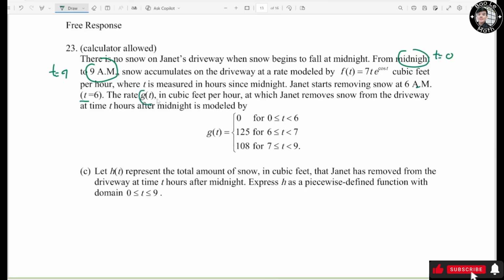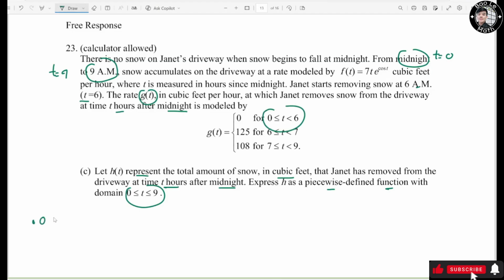The rate g of t in cubic feet per hour at which Janet removes snow from the driveway at time t hours after midnight is modeled by this piecewise function. Question C. Let h of t represent the total amount of snow in cubic feet that Janet has removed from the driveway at time t hours after midnight. Express h as a piecewise defined function with domain from 0 to 9.